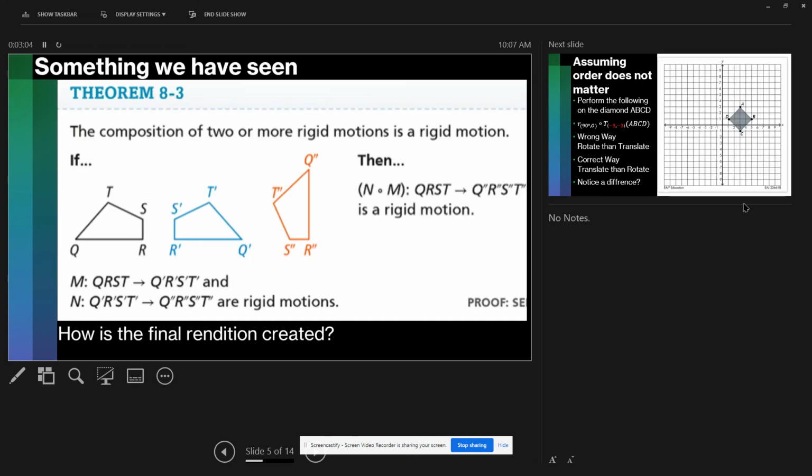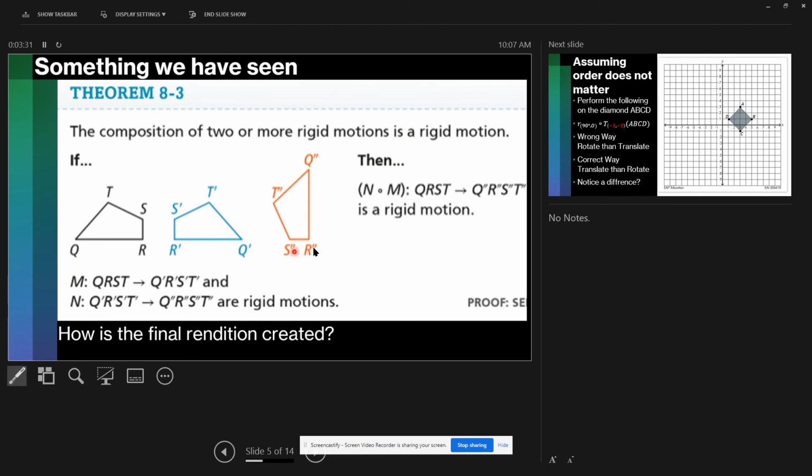A composition of two or more rigid motions is a rigid motion. If we preserve the angle measure and the side lengths, it's a rigid motion, and as we add more of those motions, it's still going to hold. We already lightly talked about this in the past. If you see here, we have that same little dot, which is the composition.